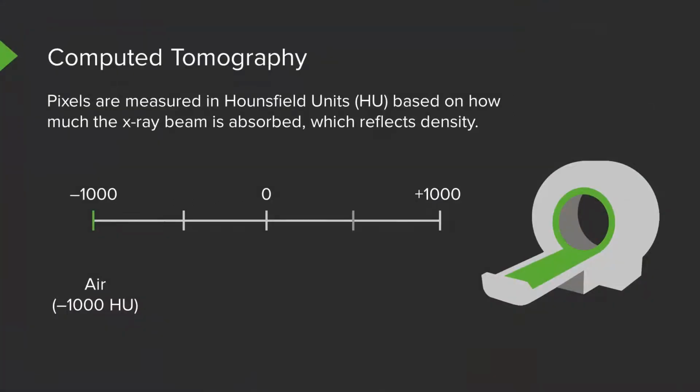Air has the least Hounsfield units. It measures about -1,000 Hounsfield units. Bone is close to one of the highest Hounsfield units, so it measures anywhere between 400 and 600 Hounsfield units. And again, this is somewhat of a range. These aren't exact numbers, and they can vary a little bit by individual.